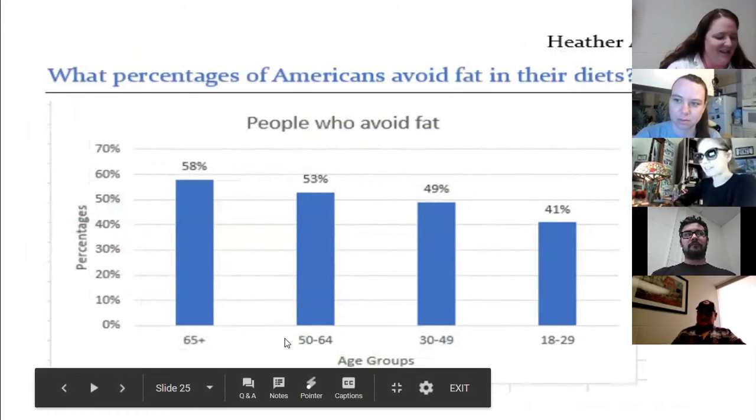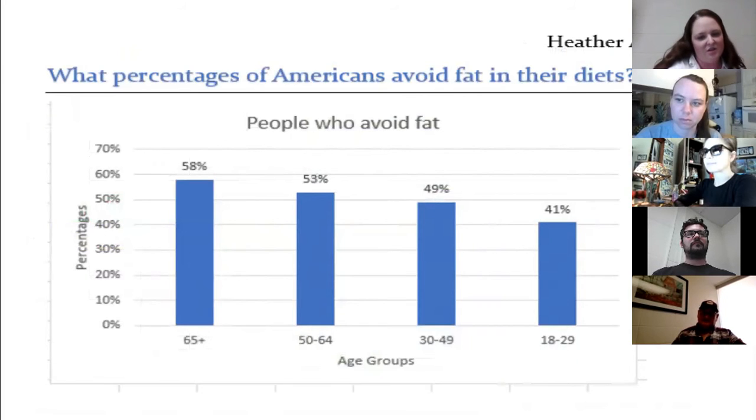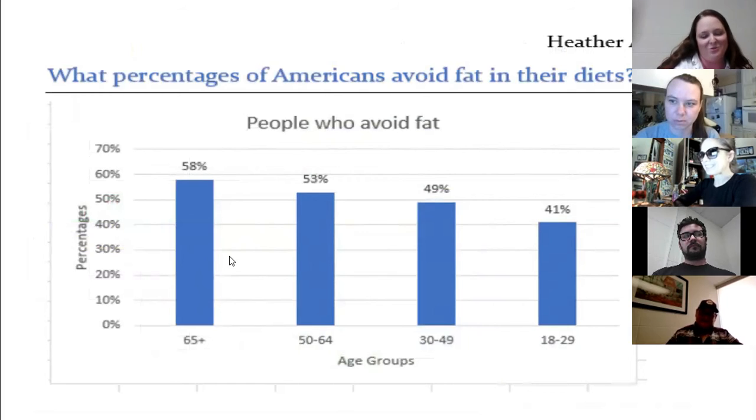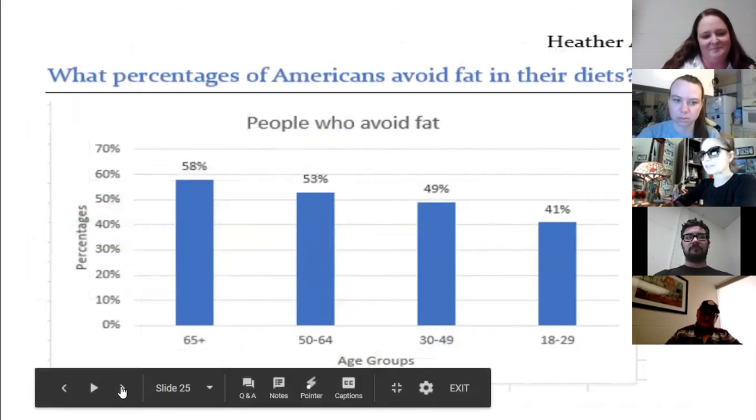That is true, yes. And then from 50 to 64, it's a little bit lower at 53%, 30 to 49, 49%, and then 18 to 29, 41%. That doesn't seem like a lot, probably because when you're younger, you probably have a better metabolism. You don't think of the future as much. Like, oh, there's no consequences. I guess we all probably need to start here, where the younger we are, the more we try to avoid it. That way, as we get older, we don't have those same health problems. Right. We already know how to control our diets.